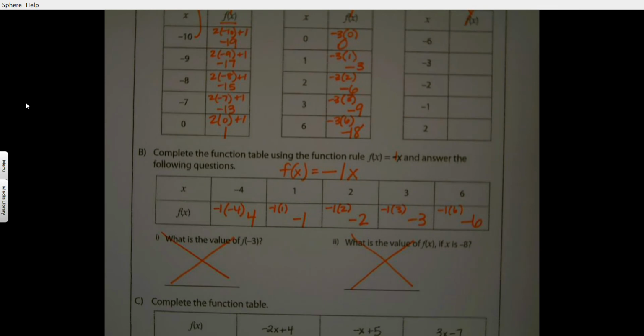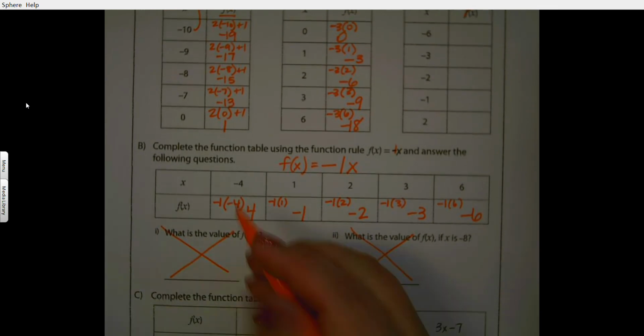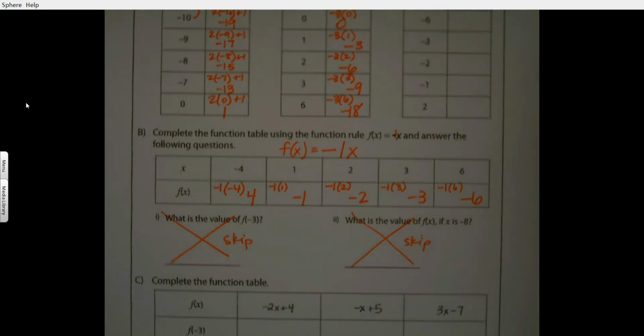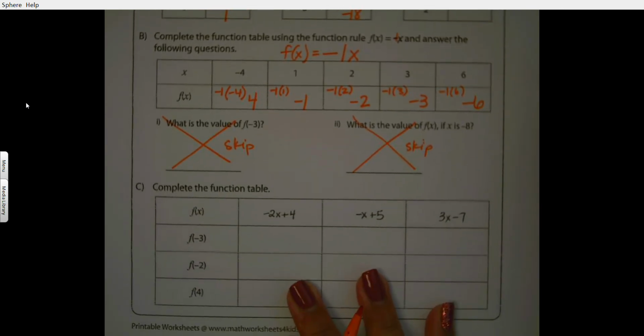Okay. Skip, and skip. And moving all the way to the bottom.